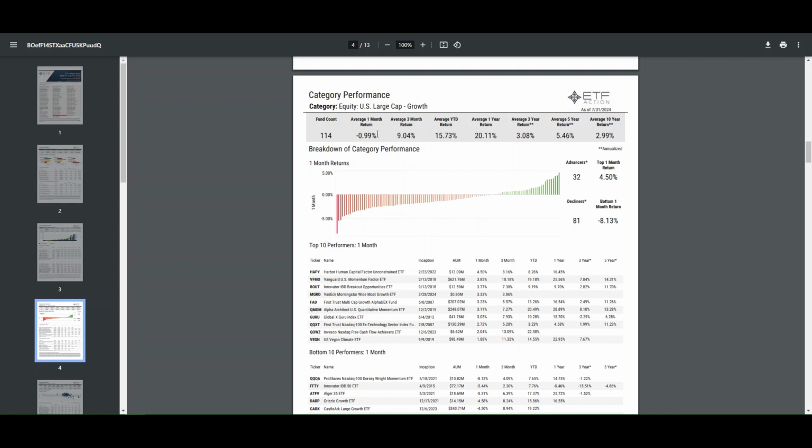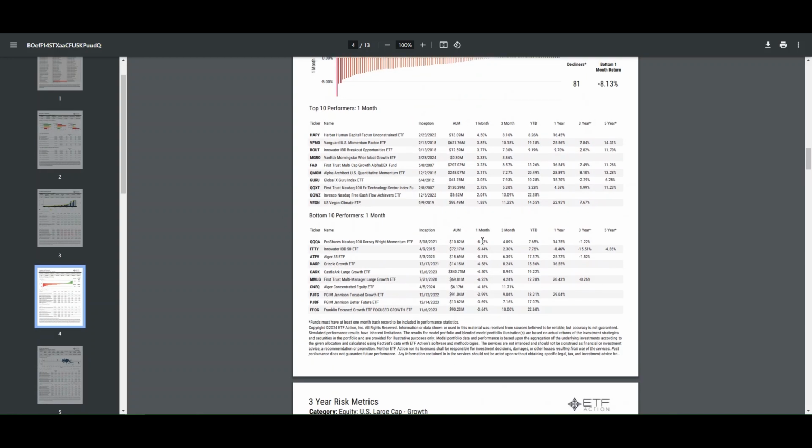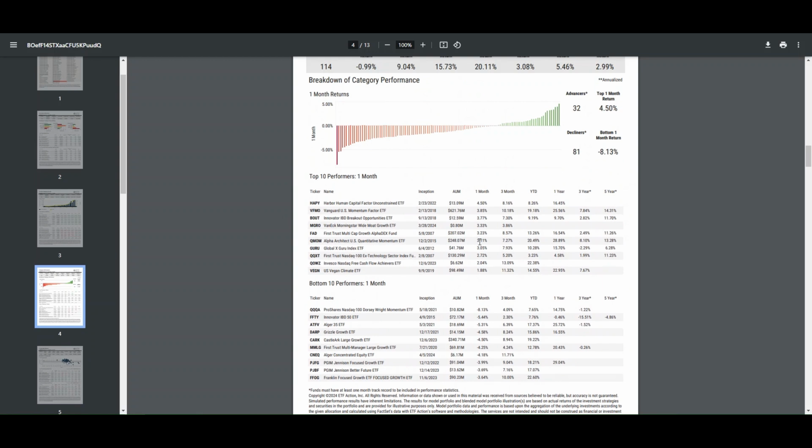The next page is going to be performance. On average, the category was down about 1% over the last month. However, you can see it's up 9% over the last 3 months. Year to date, doing great, 15%. 32 advancers, 81 decliners. The best performer was the Harbor Human Capital Factor Unconstrained ETF, HAPY, whereas the bottom performer, QQQA, was down 8% over the last month. Again, if you don't see your fund on here, just take a look at the appendix. It'll be in there, or you can use our site and look it up by ticker.